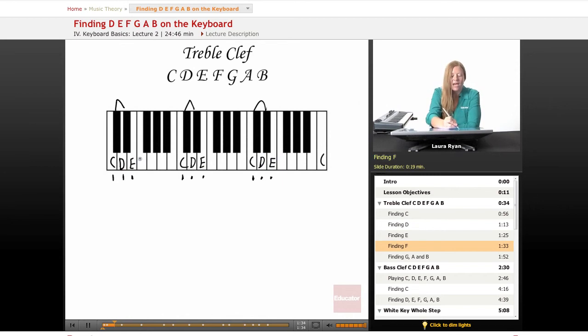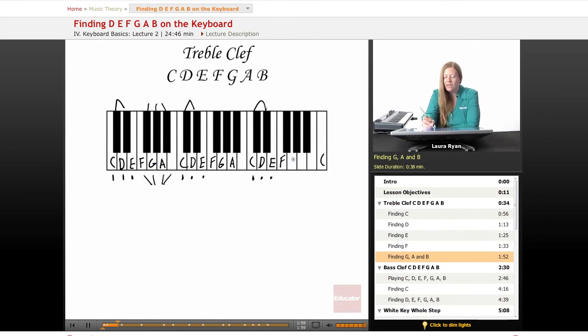F is at the beginning of our set of 4 white keys surrounding 3 black keys. So F can be very quickly located if you want a shortcut. Just look for the set of 3 black keys, and F is to the left of the 3 black keys. G and A are in the middle of this set of 4, so they're a little more difficult to locate quickly if you need to find a G or an A very quickly.